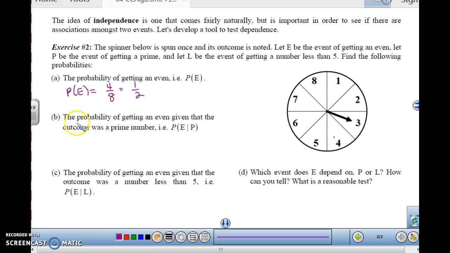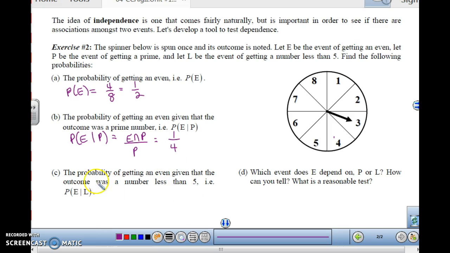All right. Let's figure out the probability of getting even given the outcome was a prime number. So even given prime, so P of E given P would be E and P out of P. That's what given means. All right, so what does E and P mean? Well, even and prime. How many numbers are both even and prime? Well, 2 is the only even number that is also a prime, so there's 1 of those. And how many prime numbers are there? Well, 2, 3, 5, and 7 are all prime. So this probability is going to be 1/4.